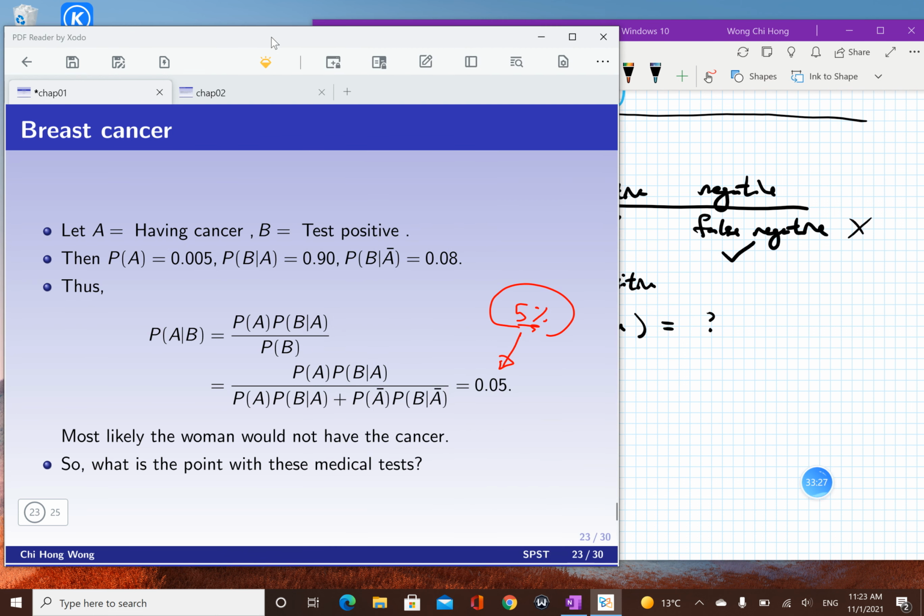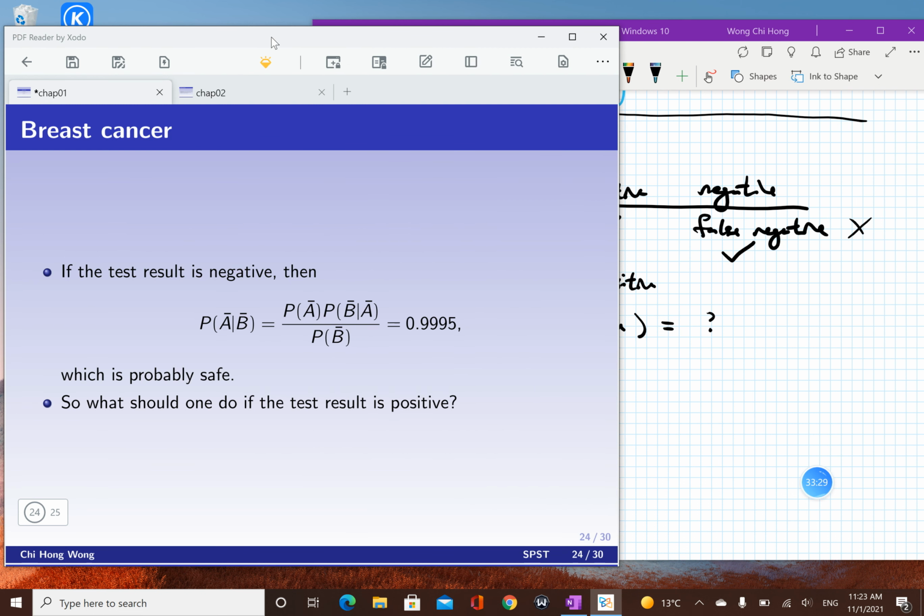Let's have a look. The point of these medical tests is this: if you have a negative result, if the result tells you that you don't have the disease, the probability that you actually have the disease can be done in a similar way, of course. You either have the disease or not, and you either get a positive or a negative. You can work out these probabilities in exactly the same way. You've got all the numbers already.